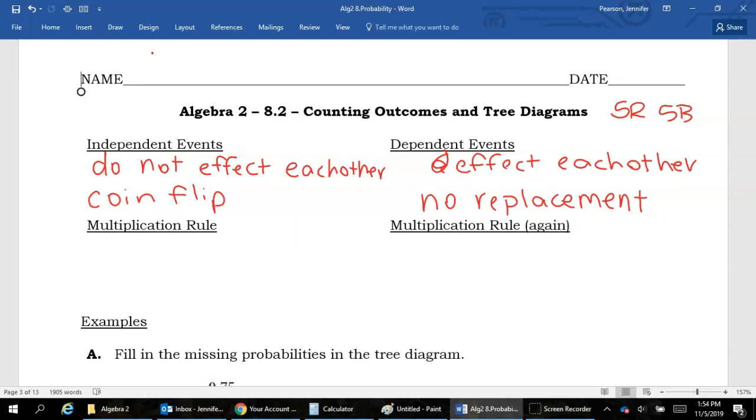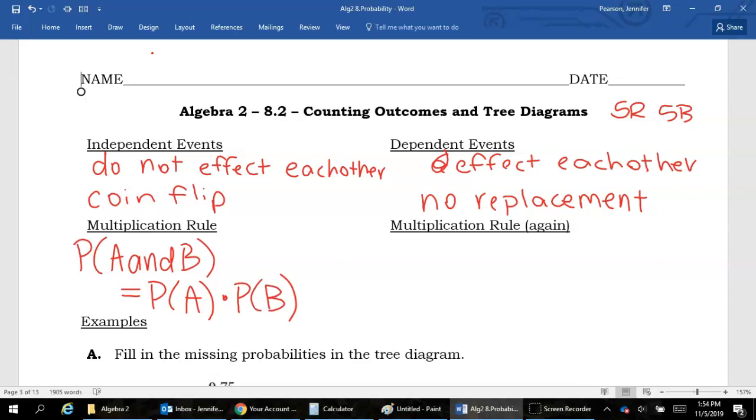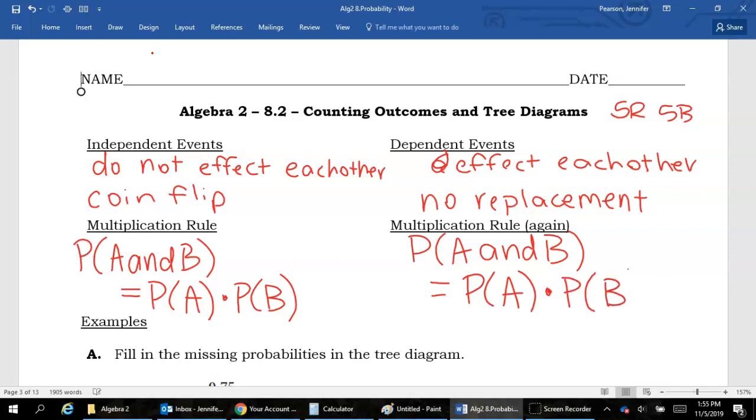The multiplication rule for independent events: to find the probability of event A and event B, you would take the probability of event A and multiply it by the probability of event B. The multiplication rule for dependent events looks pretty much exactly the same. To get the probability of A and B, you will take the probability of A, but then multiply it by the probability of B given that A has happened. So that's what this line stands for, given that.